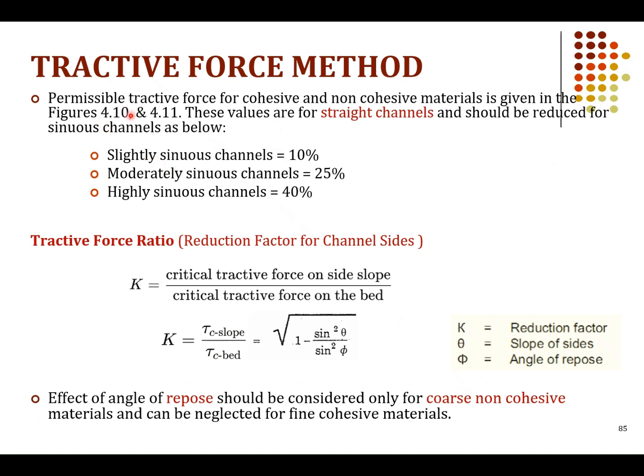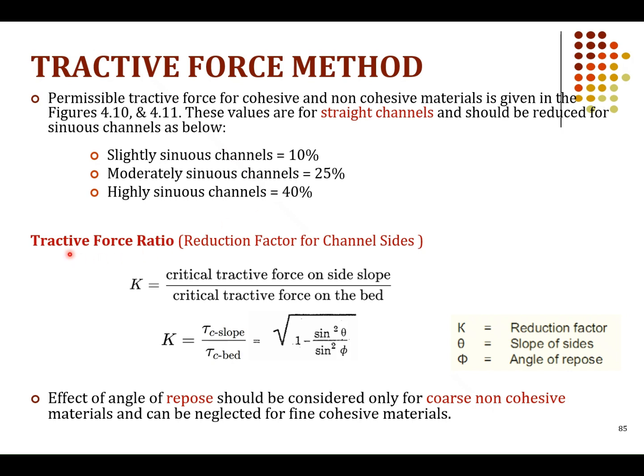Okay, the permissible tractive force for the cohesive and non-cohesive material is given in figure 4.10 and 4.11. I will show it on the next slide. And those values from figure 4.10 and 4.11 are for straight channel. But if your channel is not straight, then the tractive force can be reduced by the factors given here. Slightly sinuous channel 10%, moderately sinuous channel 25%, and highly sinuous channel 40%. So we can apply these correction factors.